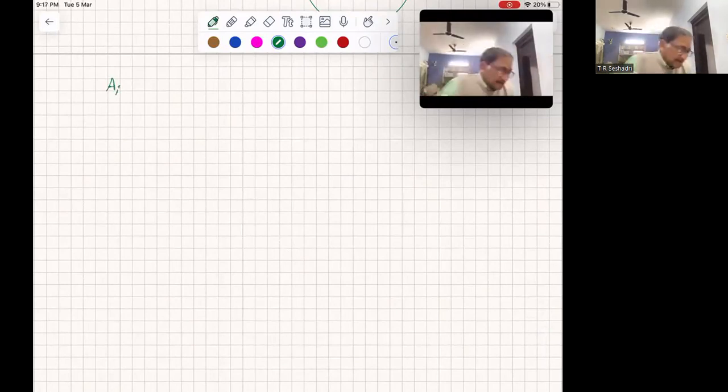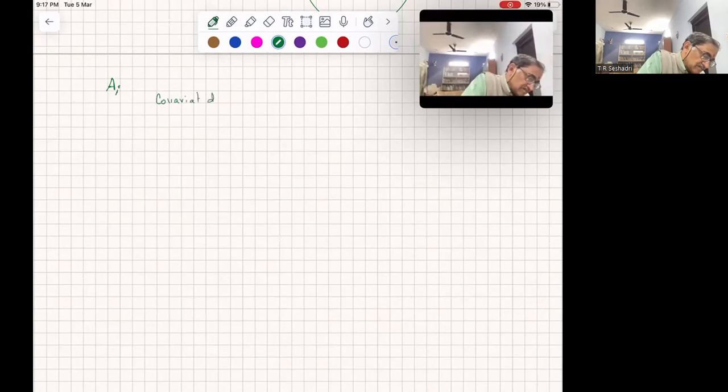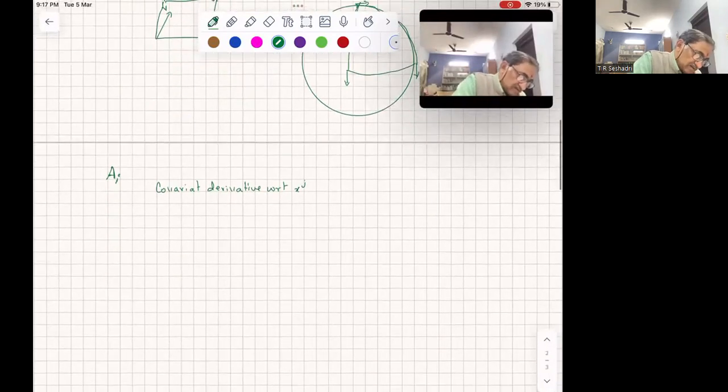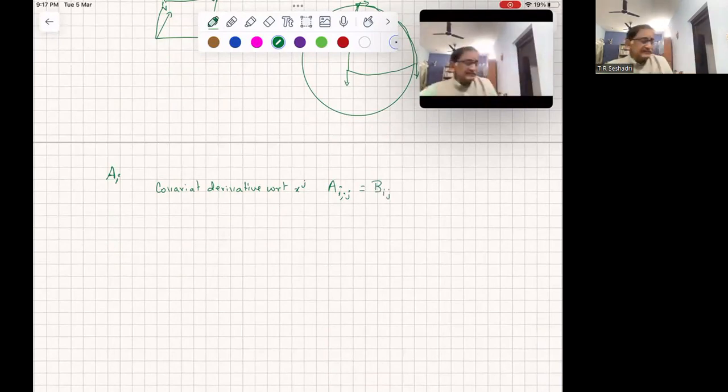Okay. And let me get the covariant derivative of this vector with respect to xj. And so I have Ai semicolon j. And this quantity is actually a tensor which I can write Bij, because the covariant derivative of a vector is a tensor. Now, this is what Harish was asking some time back. If I do a second differentiation, what happens? That's what comes here.